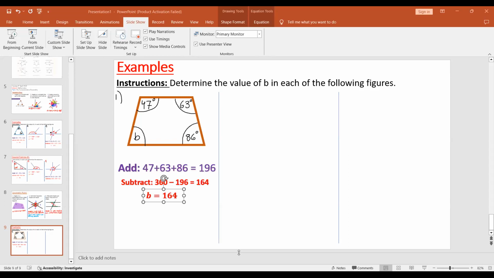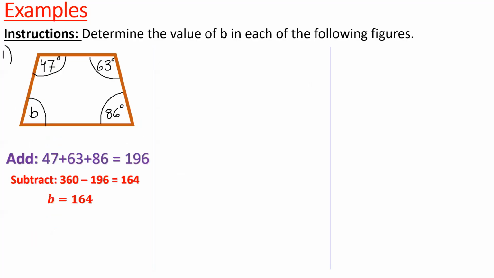We got 164 because we added 86, 63, and 47 degrees, and that equals 196. And then we subtracted from 360 and we get 164. Very good. And Bree and Bri, do you all understand this?